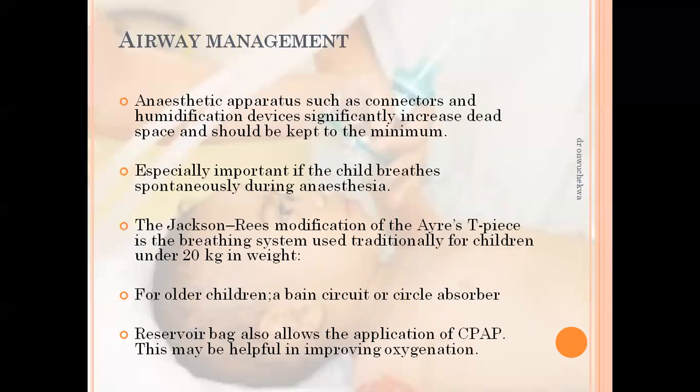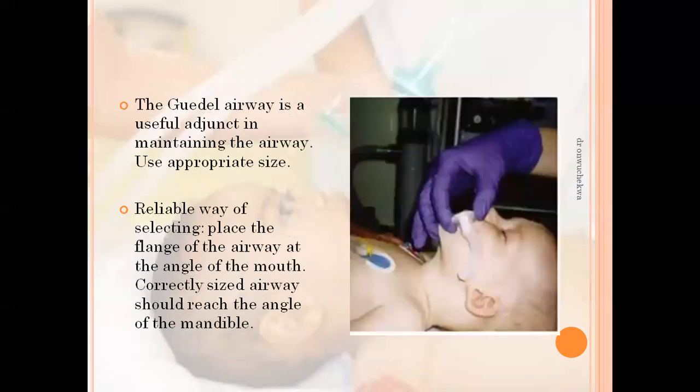Apparatus such as connectors and the humidification devices significantly increase dead space and should be kept to the minimum, especially when the child is breathing spontaneously. The Jackson-Rees modification of Ayre's T-piece is the breathing system used traditionally for children less than 20 kg. Above that, the circle system of the Magill can be used. So the reservoir bag also allows the application of CPAP. This may be helpful in improving oxygenation.